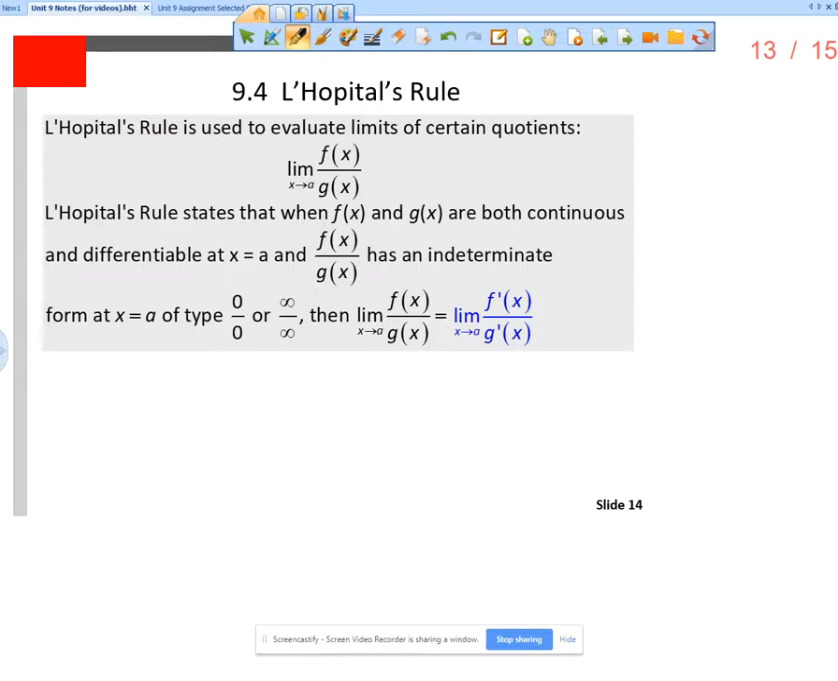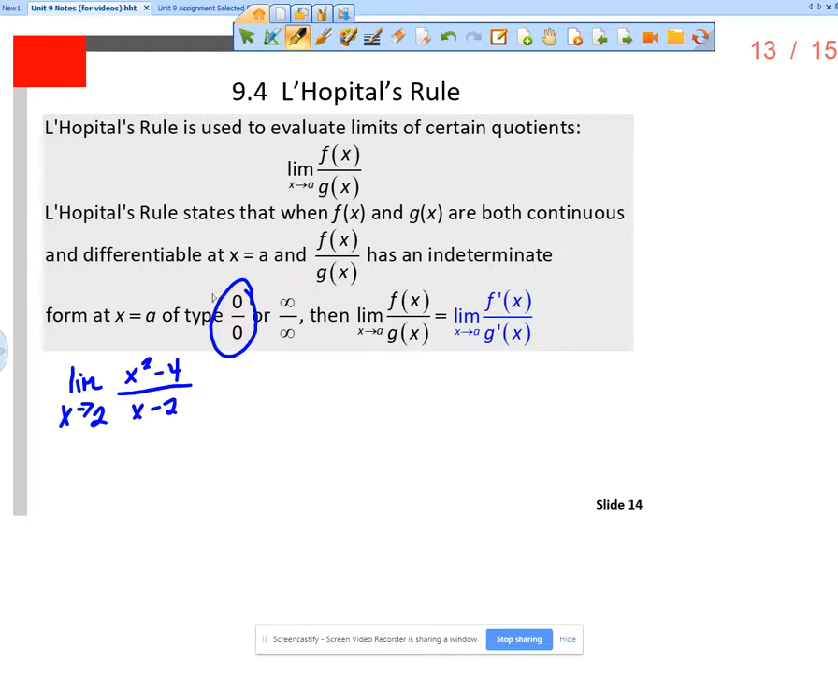So let's take an easy example here. Let's say we have the limit as x approaches 2 of x squared minus 4 over x minus 2. Now, obviously, what would we do initially? Well, if we go all the way back to unit 1, we would say, let's plug it in. 2 squared is 4, minus 4, over 2 minus 2 is 0 over 0, right?